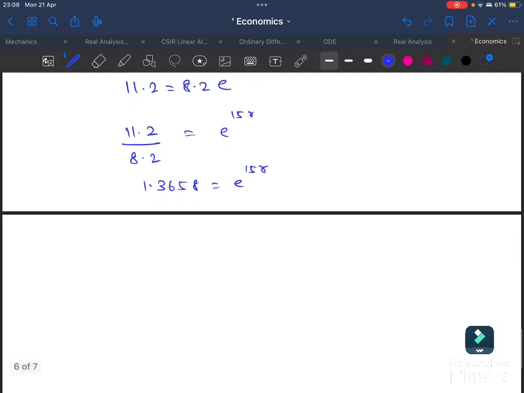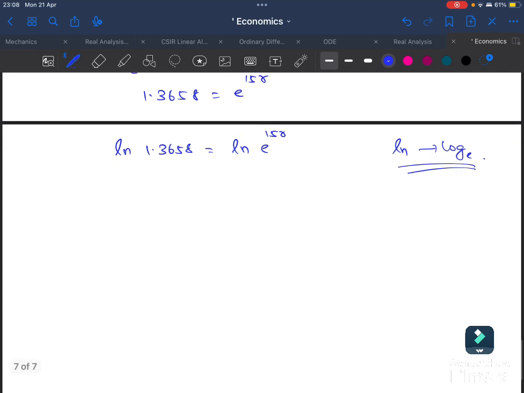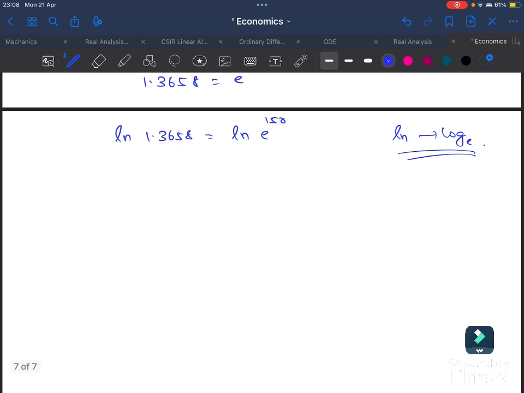Natural logarithm. So either you can use log or you should use ln. So ln 1.3658 is equal to ln e power 15r. ln is nothing but log with base e, so we use a different notation for it. If you want to use log itself, you can use it, just for your understanding. So log 1.3658 is equal to log e power 15r. Log and e get cancelled, so it is 15r.